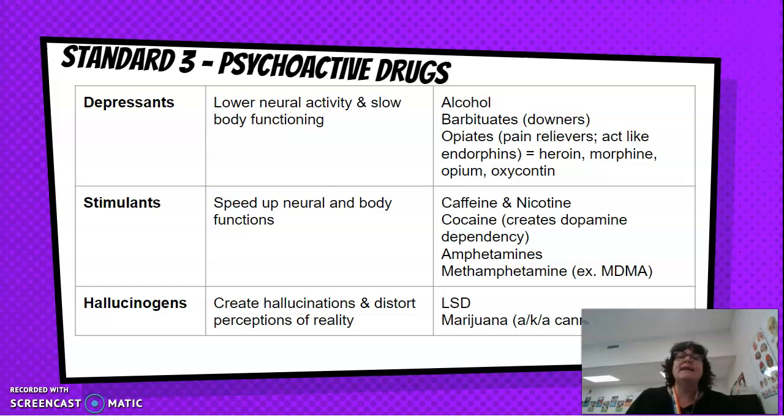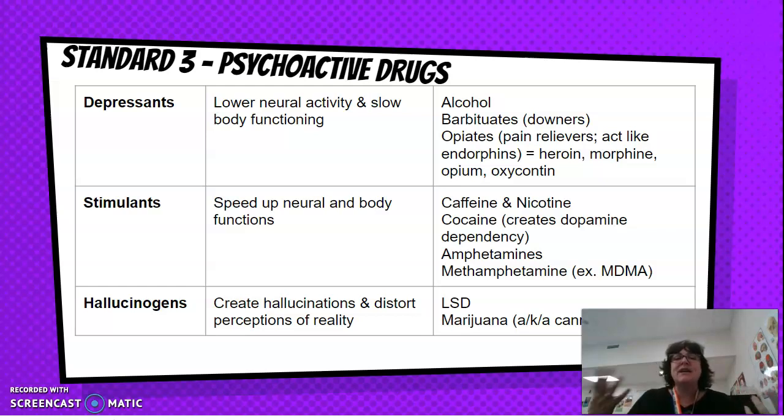Amphetamines are also stimulants, and methamphetamines are just a form of amphetamine that's been processed in a slightly different way. Ecstasy, MDMA, is the abbreviation for ecstasy. It is some long chemical name with methamphetamine at the end. MDMA, ecstasy, acts as both a stimulant because it speeds you up, but it also acts as a hallucinogen because it distorts reality. Then you've got your hallucinogens.